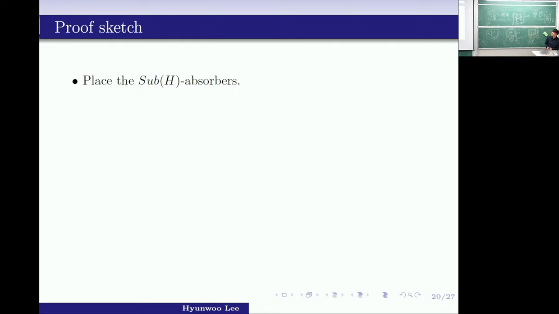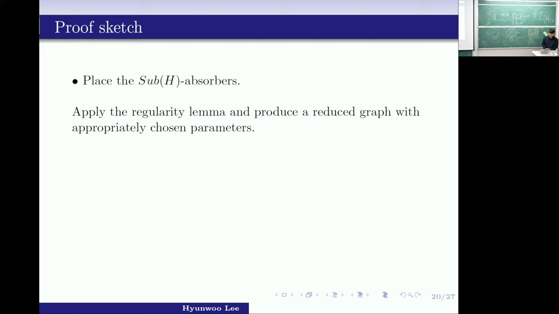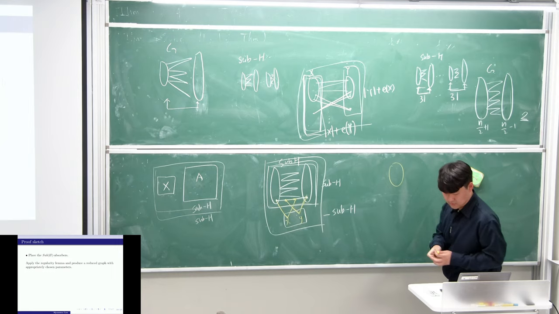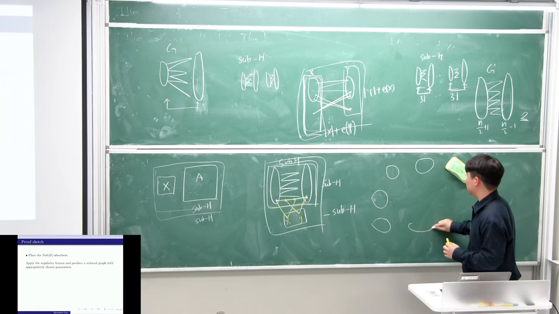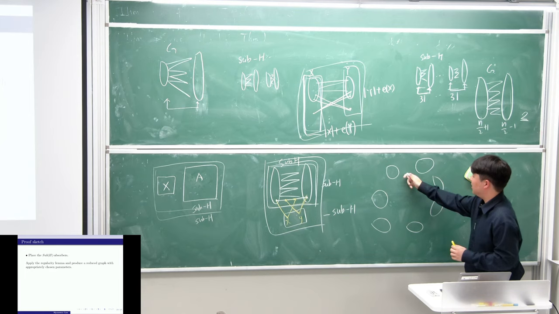So the first step is to prepare the sub-H absorbers. We will apply the regularity lemma and produce a reduced graph with appropriately chosen parameters. Once we choose suitable parameters, then we can get a reduced graph which inherits the minimum degree condition, which is almost the same as the host graph. So we will do this. Then let's assume these are vertices, each a cluster of vertices of the host graph, and these are our reduced graph, and it has a large minimum degree.